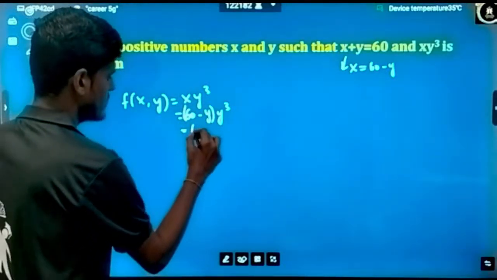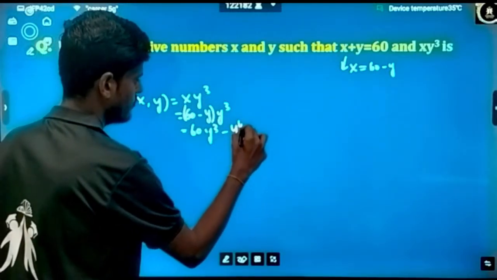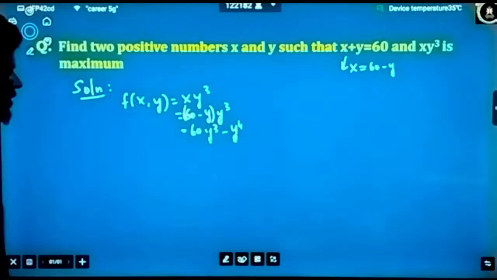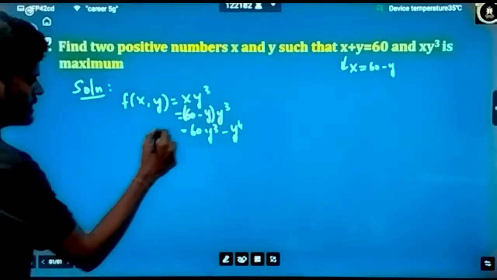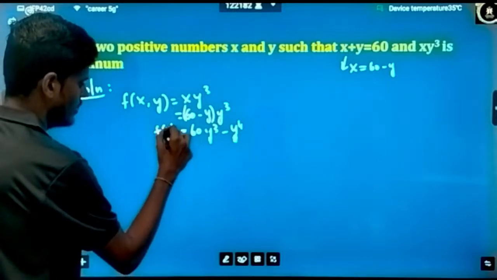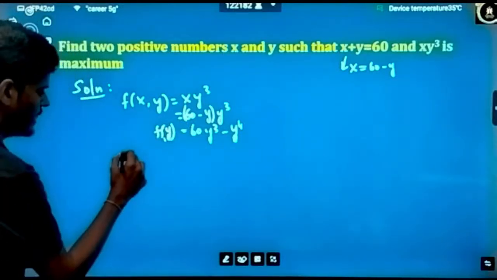That is nothing but 60y cube minus y power 4. Okay, 60y cube minus y power 4. Now what is this? This is nothing but f of y. Okay, now what is f dash?